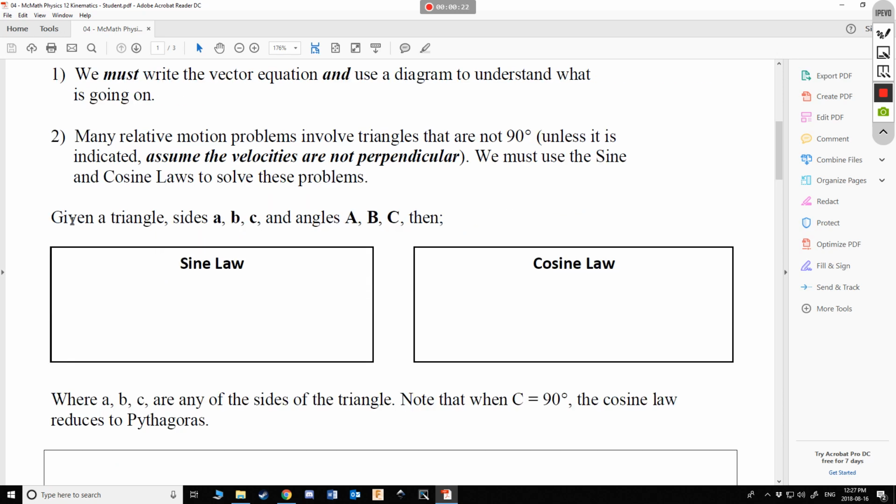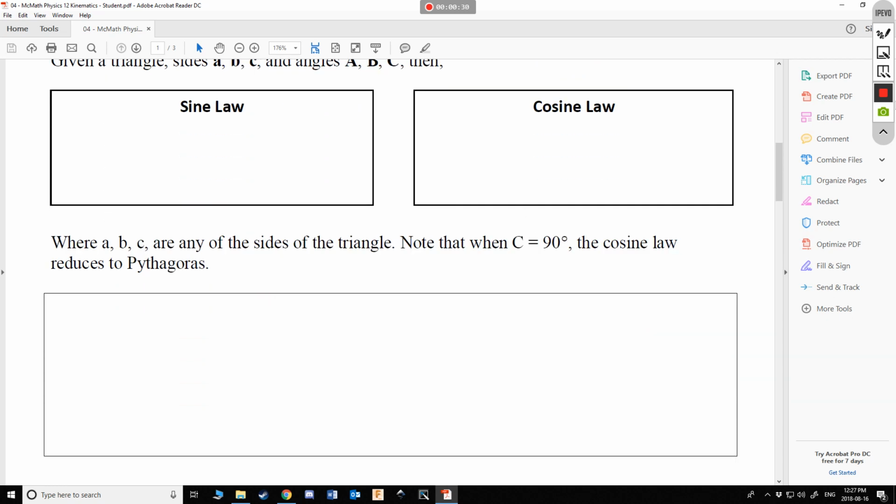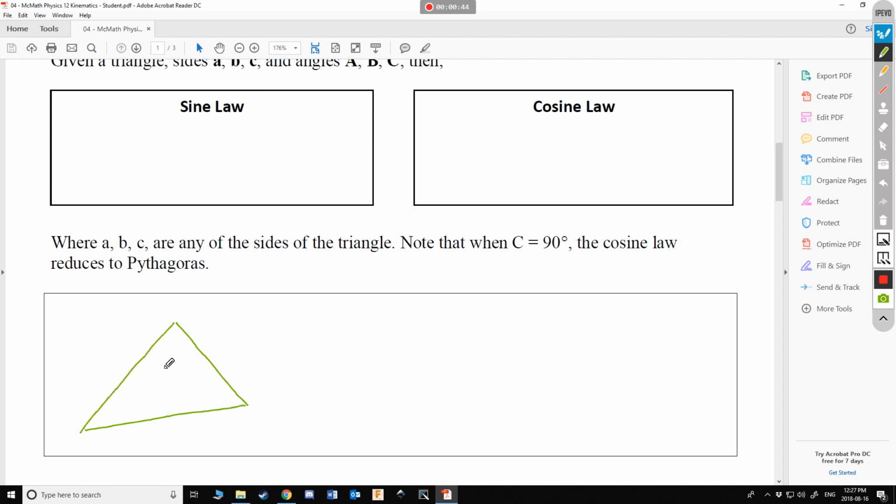So here is our first one. Given a triangle, sides ABC and lengths and angles ABC, then what is the sine law and cosine law? So let's start by just drawing a triangle. So here is a triangle. And try making it so it does not have a right angle on it.